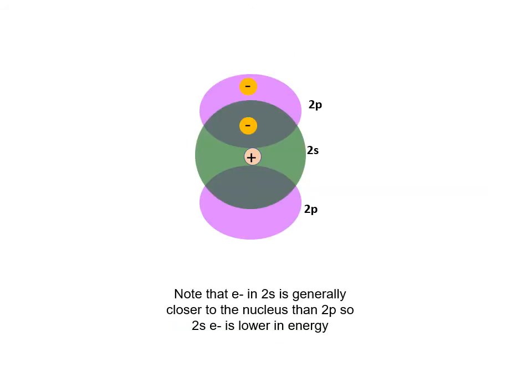So notice that the electron that's in the 2s is generally closer to the nucleus than the electron that's in the 2p, right? So if this is the nucleus, notice the 2s and the 2p's overlap with each other. But this electron that's in the 2s, on average, is closer to the nucleus than that electron that's in the 2p. So there actually is a difference in the quantum mechanical model, in the n equals 2 quantum number, between some electrons and others. The 2s's actually have less energy overall than the 2p's do.